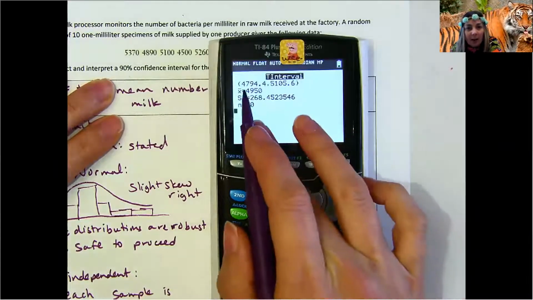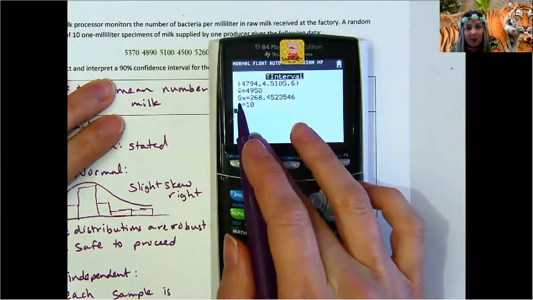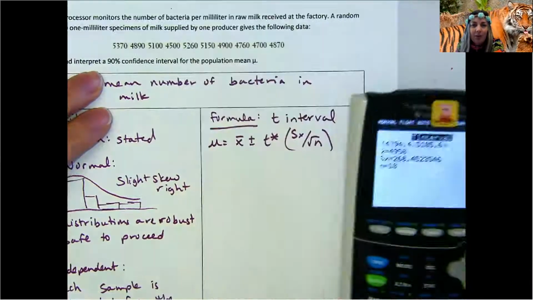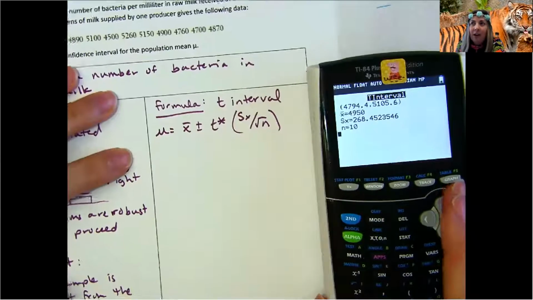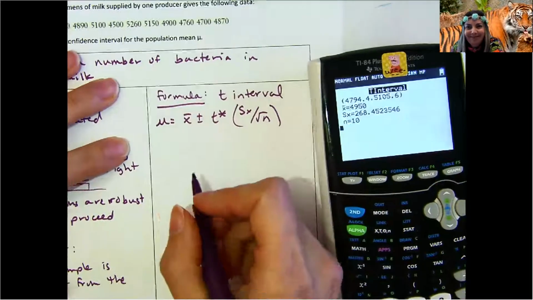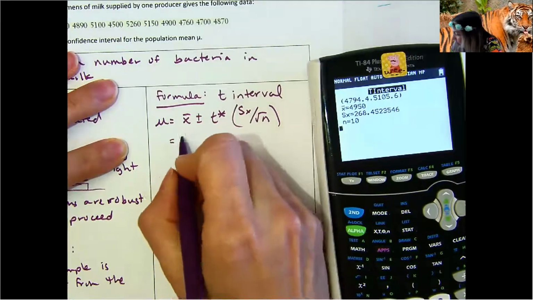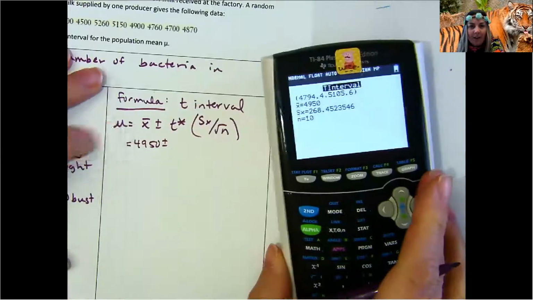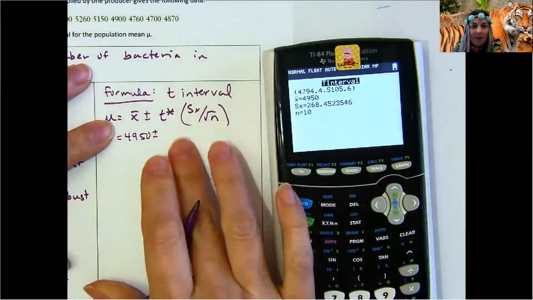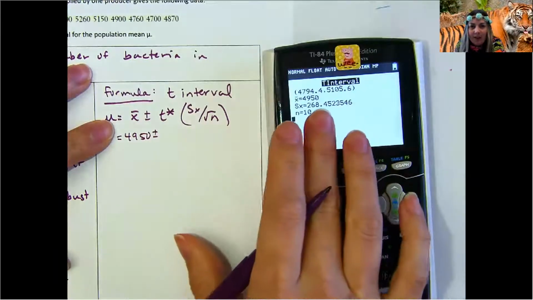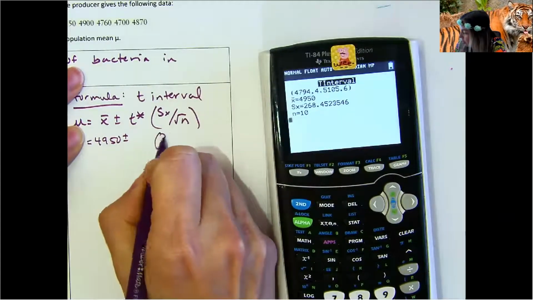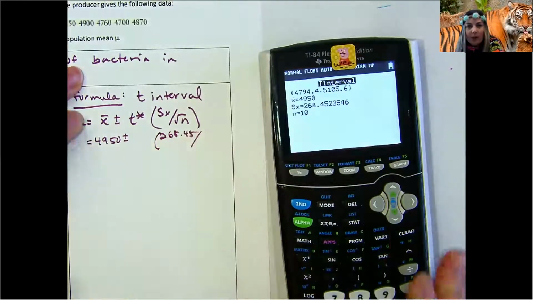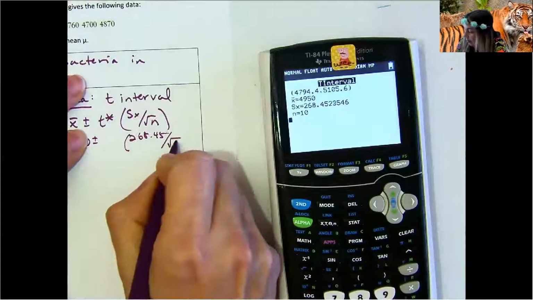All right. So our X bar is 4950. Our sample standard deviation is 268. So there's everything we need for our substitution. All right, so X bar 4950. Leave a spot for your T star. We'll have to look that up in a minute. The sample standard deviation 268.45. We had a sample size 10.